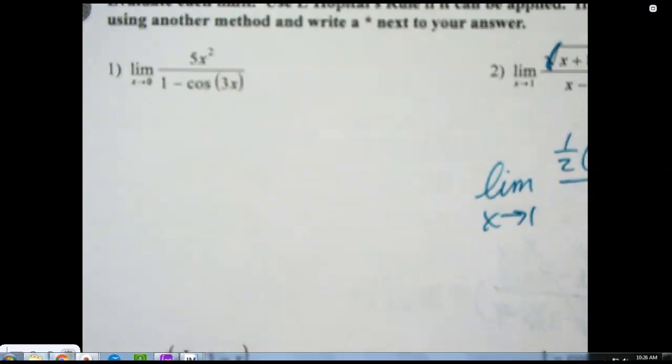So now they're going to throw a trig in with the L'Hopital's, and this is a problem that you wouldn't be able to do without it. You might try to factor, cancel, whatever. It's not going to work here. So go ahead and plug in.